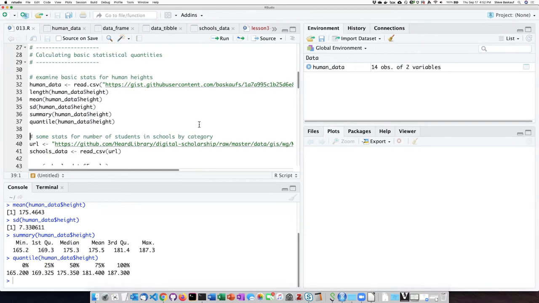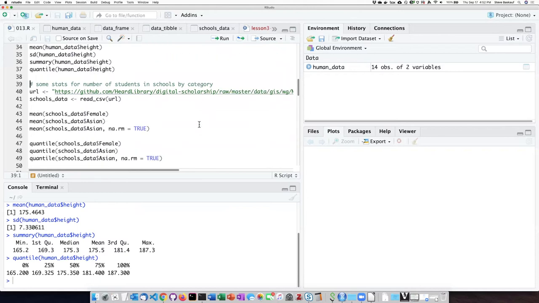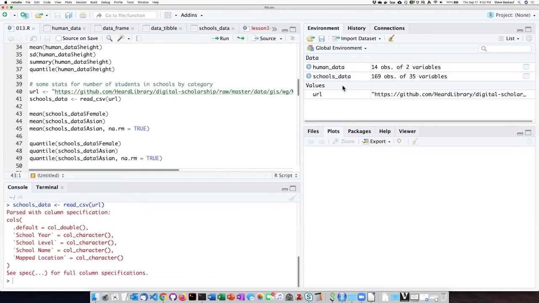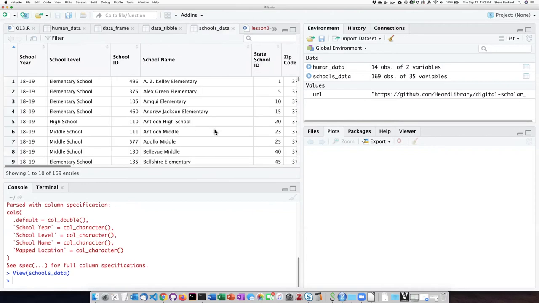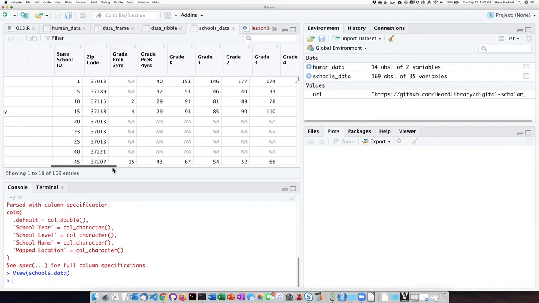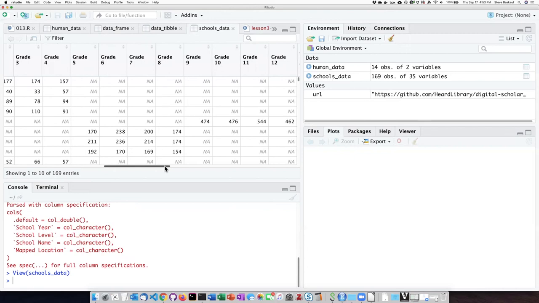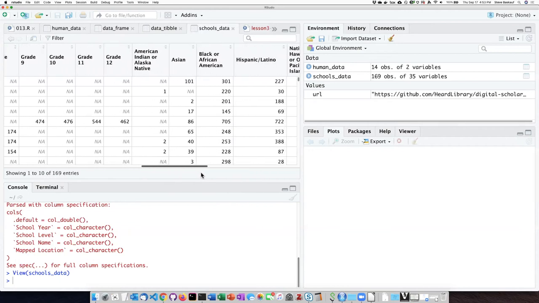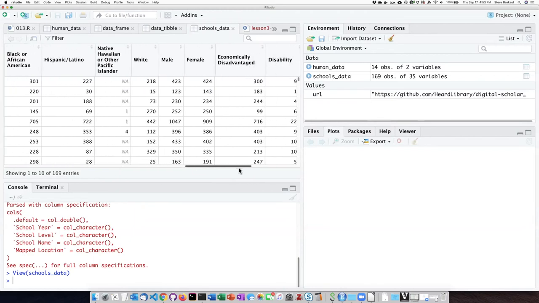We have another data set that is actual real data from some Nashville schools. Let's go ahead and read that in. It's a little slower to load because it's a big data set, but here's what it looks like. So we can see that this data set has got a lot of NAs in it, and we'll take a look at the reason why in a minute.